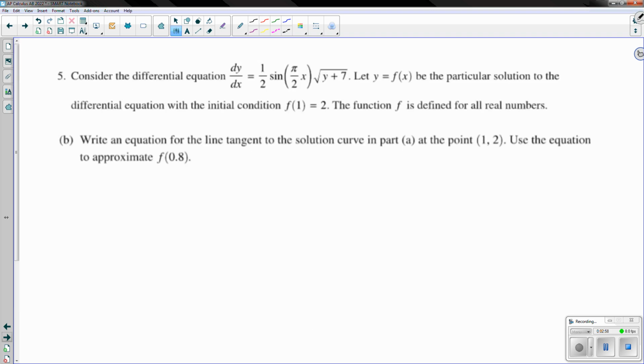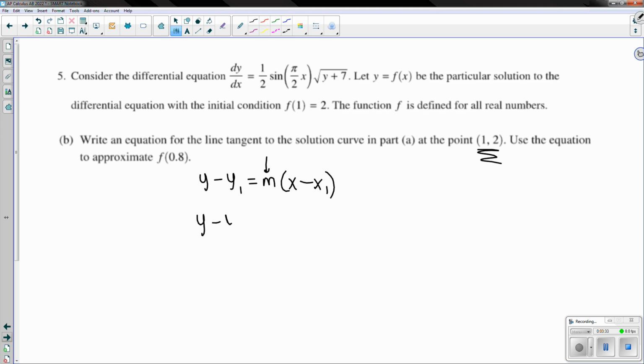Write an equation for the line tangent to the solution curve in part A at the point (1, 2). Use the equation to approximate f at 8. So how do we write a line tangent to a curve? Well, we need to know in general how to write linear equations. We're going to use point-slope form because to write a linear function, all that we need are two pieces of information: a point that the line passes through and its rate of change. The point that it passes through is given to us, (1, 2). How are we going to find its rate of change or its slope, which is designated by the letter m?